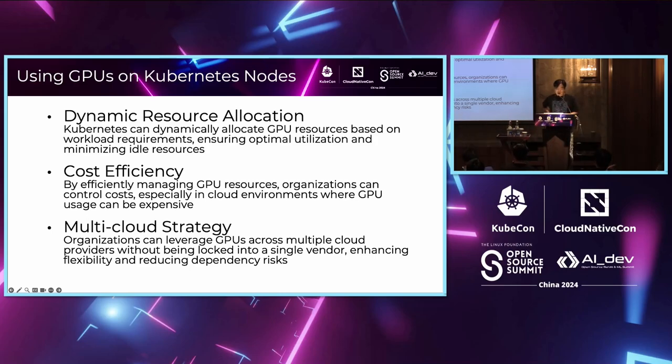And also we need to think about cost efficiency and how to dynamically allocate the GPU resources. You know, if you buy a GPU VM and it costs you $200 for an hour, for example, it should not be underutilized and it should not be overutilized as well. So resource allocation is very important when utilizing GPUs on the Kubernetes environment.